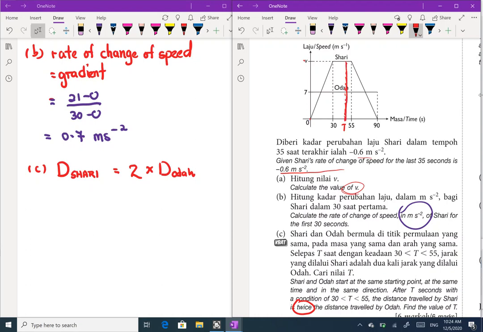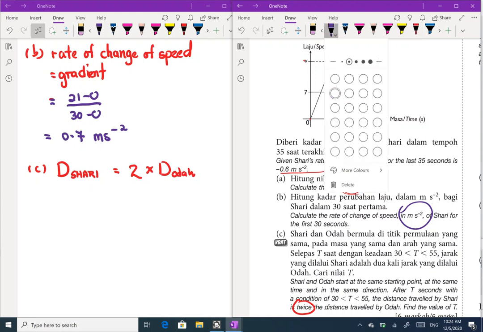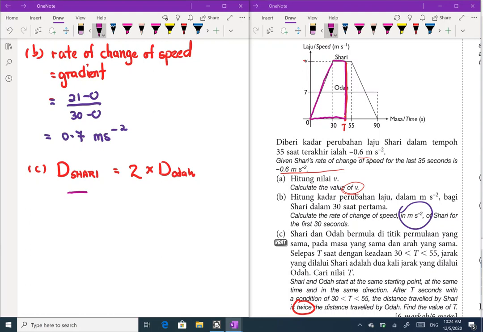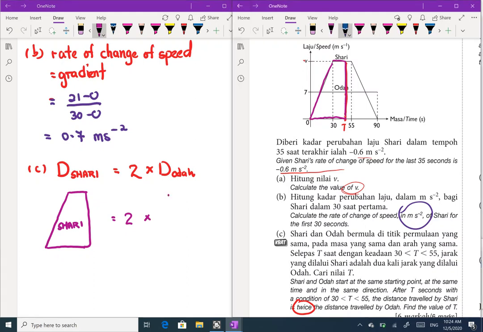So the distance for Shari, distance is the area. So the area for this one is a trapezium. So I just write this is a trapezium. This is Shari. Is equal to twice the distance traveled by the Oda. Oda is this one.